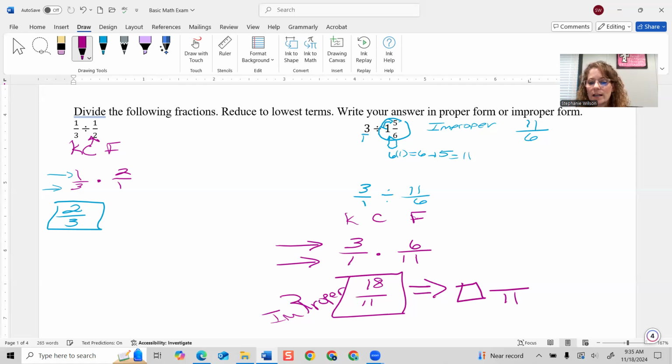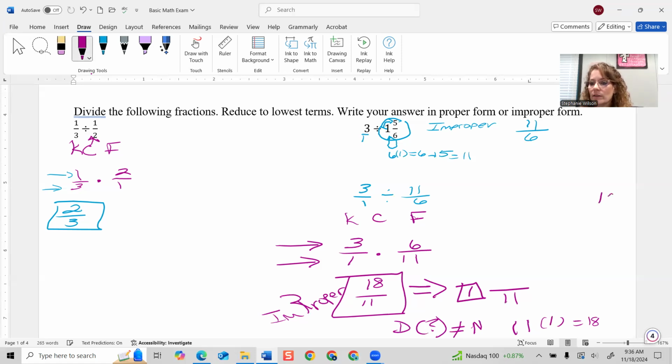So what I'll do is ask myself, the denominator times what will get me close? It's not going to equal it because if it did, it would have reduced. Well, the numerator is 18, right? And the denominator is 11. So 11 times what gets me close to 18? Well, 11 times 2 is 22 and we busted. So I'm just going to say 1. So 11 times 1 is 11.